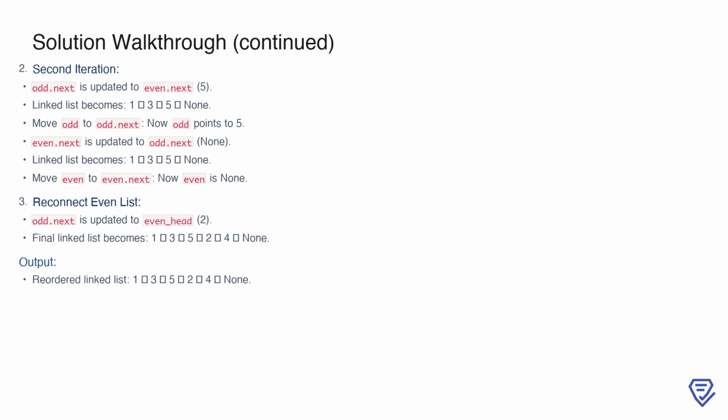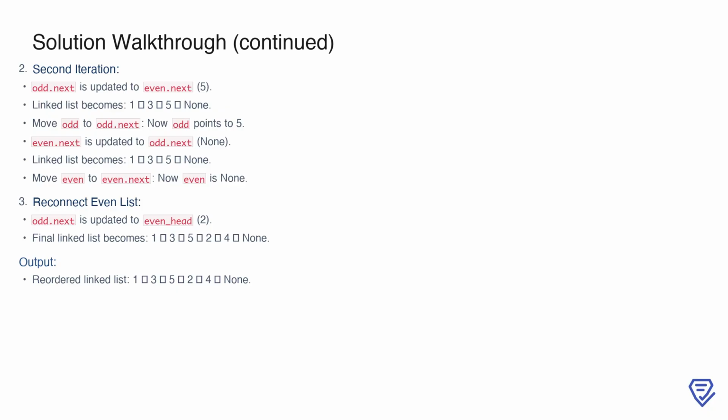5. Next, we update even.next to point to odd.next, which is none because there are no more nodes after the fifth node. This effectively terminates the even list, and even is moved forward to none, indicating that we have processed all even nodes. At this point, the odd and even lists are separated, but we need to reconnect them.